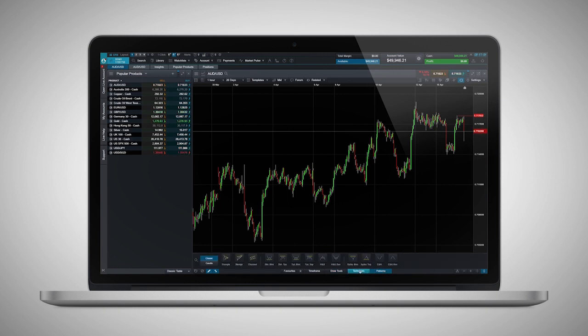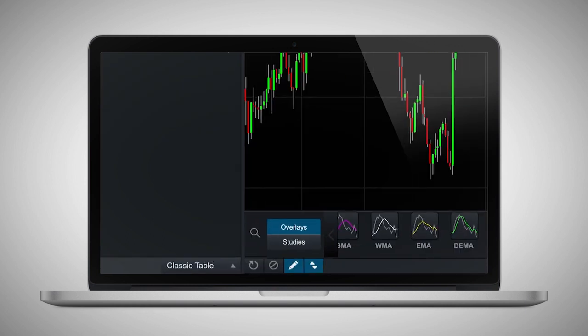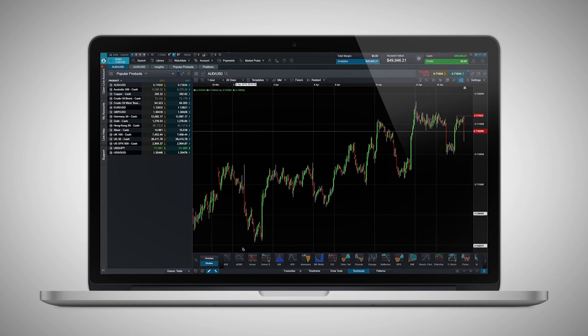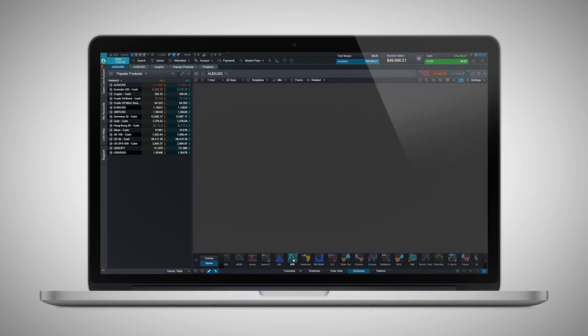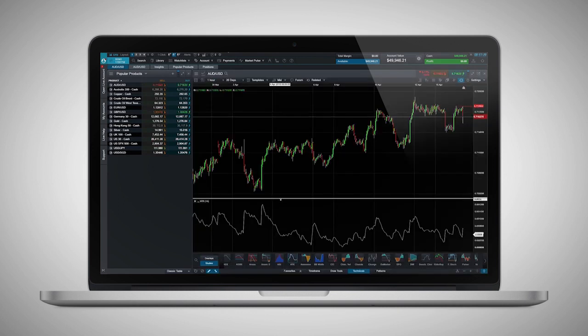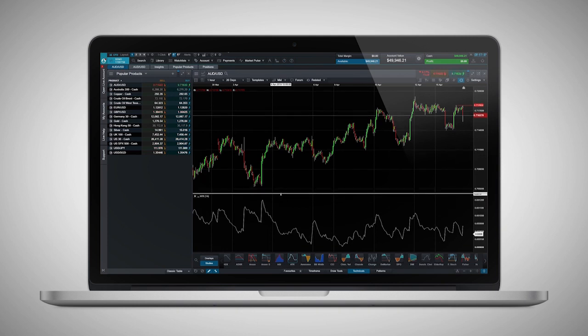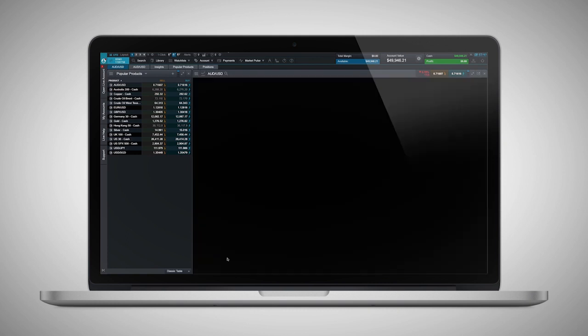The next generation platform creates two categories of technical indicators: overlays and studies. Generally, indicators found at the bottom of the chart will be located in studies, and indicators that sit on the chart itself, like moving averages, can be found in overlays.